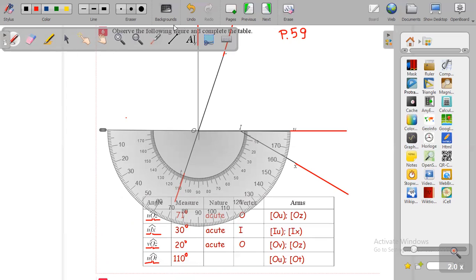Now, what is the nature of this angle? This angle is 110 and 110 is greater than 90 degrees. So it is an obtuse angle. It is an obtuse angle because the measure is greater than 90 degrees. What is the vertex? It is at the middle. So it is a point O. And thank you.